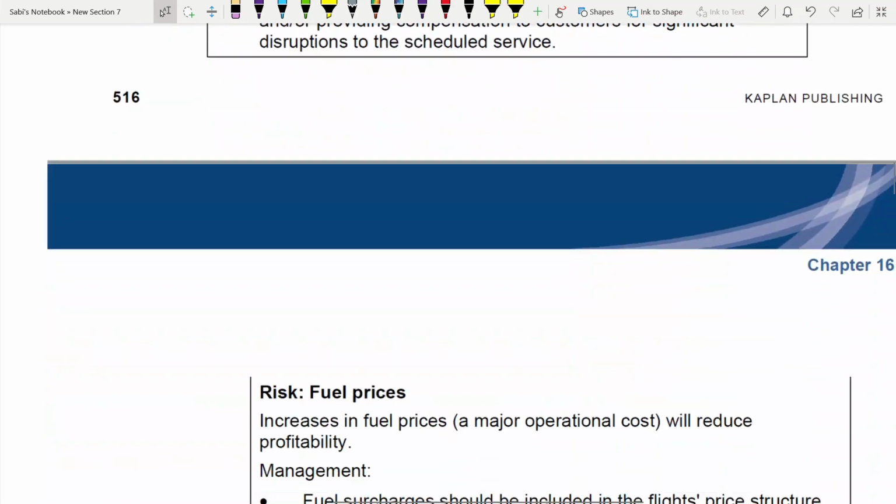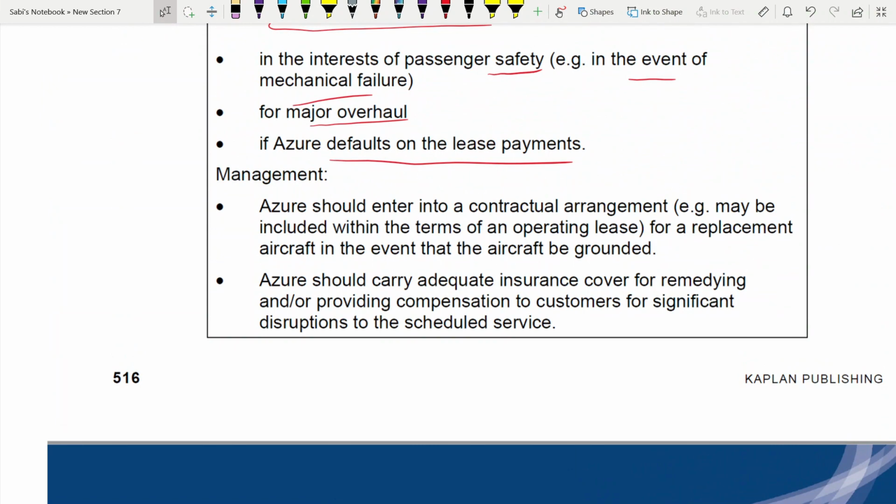Now, what should management do to overcome that? There are two ways. One, you enter into a contractual arrangement, maybe included within the terms of an operating lease. What is that? For a replacement aircraft, in the event that their aircraft is grounded, you need a replacement aircraft at that time. Second, insurance cover. Get it insured, right? That means you are providing compensation to the customers for significant disruptions to the scheduled service. If anything happens to the service, a delay or anything, you are going to pay compensation to the customer. And it's very significant. Make sure you have an insurance cover for it.